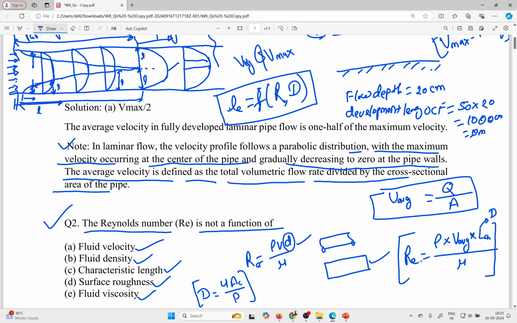First of all, I want to give the answer to this question. Your Reynolds number depends on density, velocity, characteristic length, and dynamic viscosity. So the remaining one is surface roughness. Yes, surface roughness is the correct answer, because the question is that Reynolds number is not a function of surface roughness. So option D is correct for this.